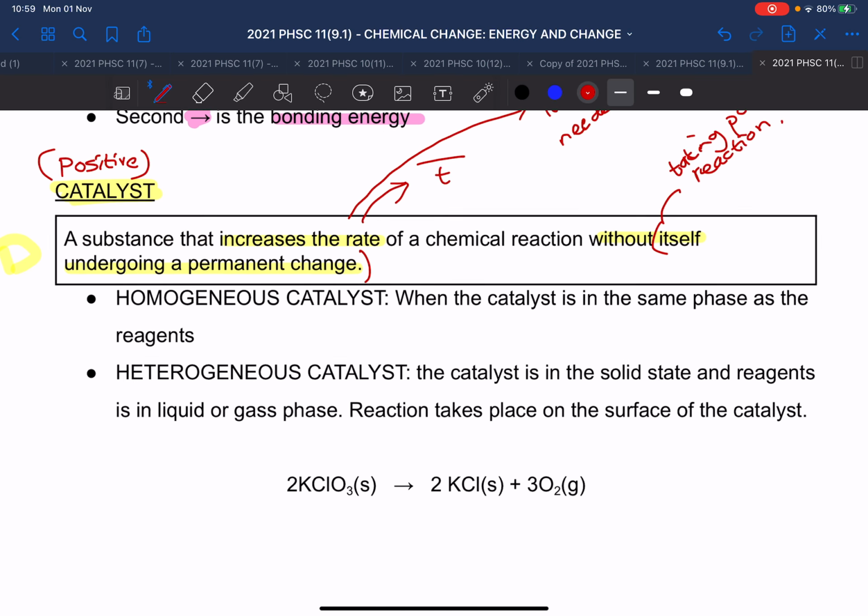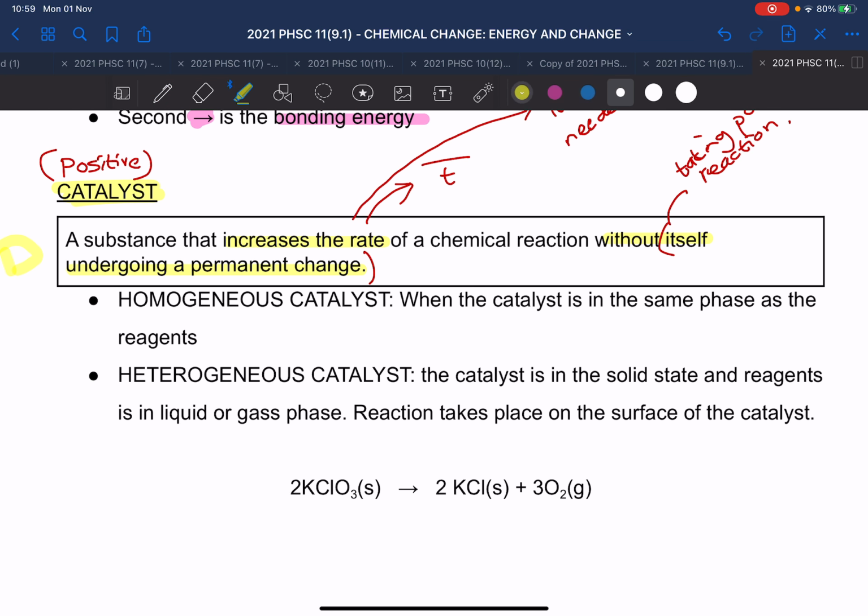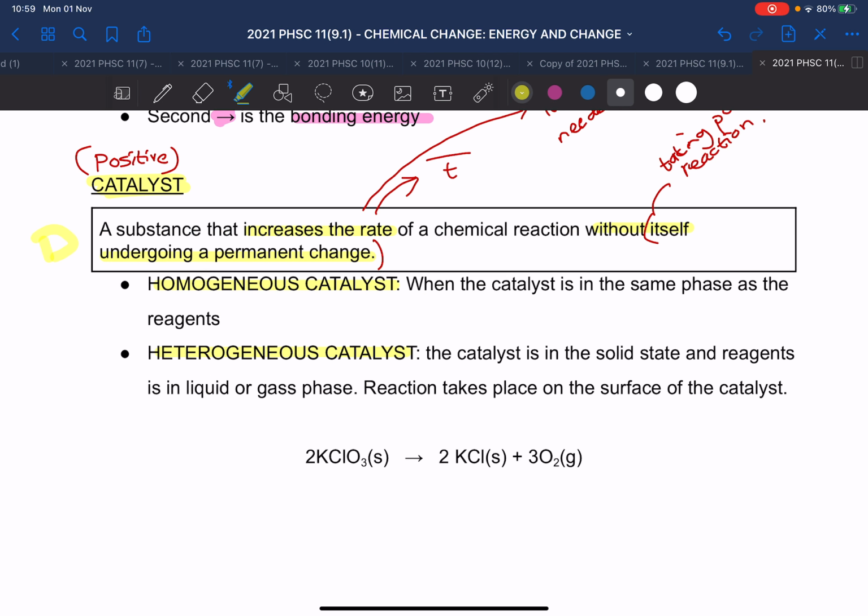Right, so we get two types of catalysts. We get something like a homogeneous catalyst and a heterogeneous catalyst. Now, Katlego, what does the word homo mean?